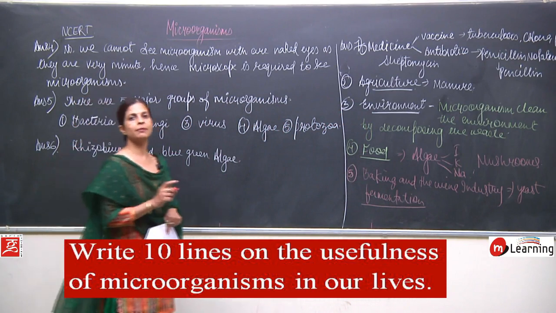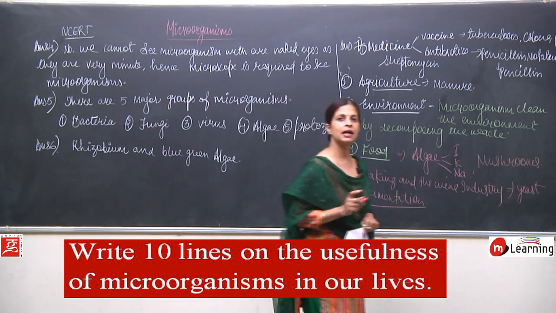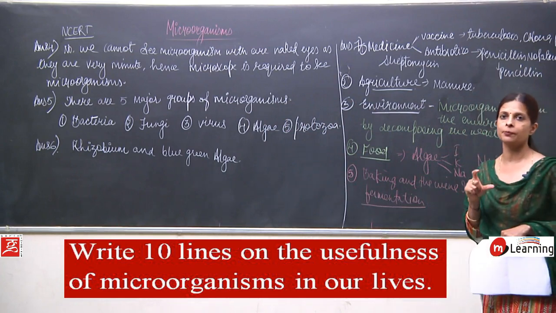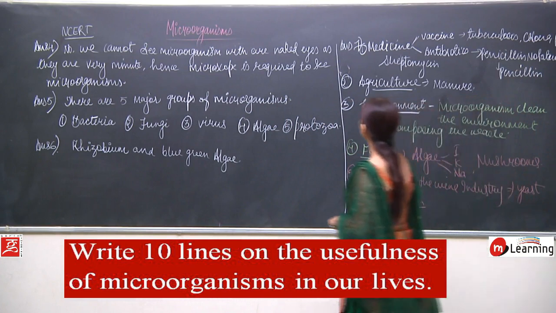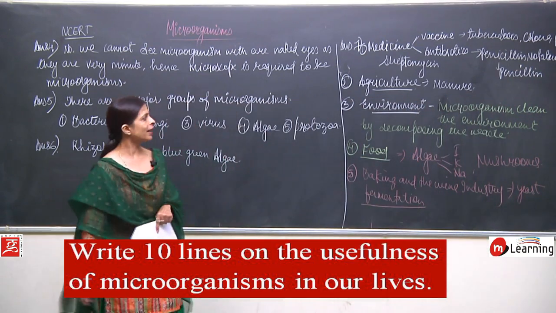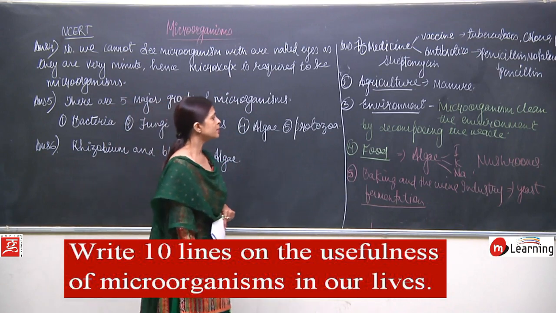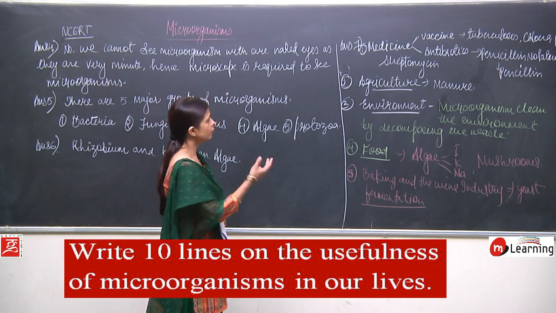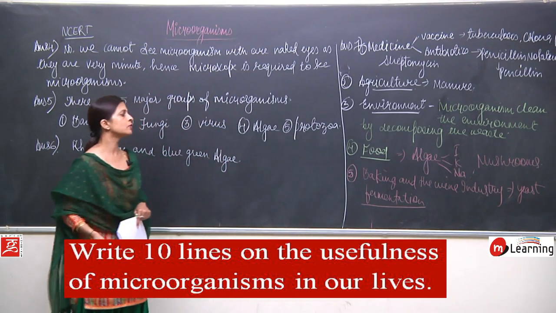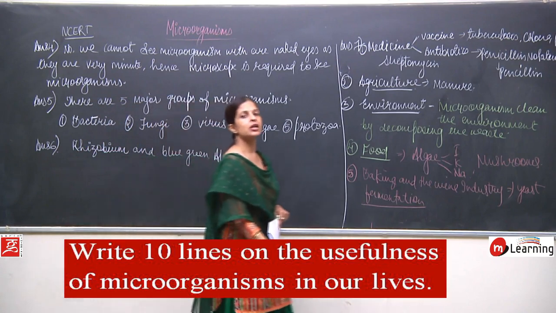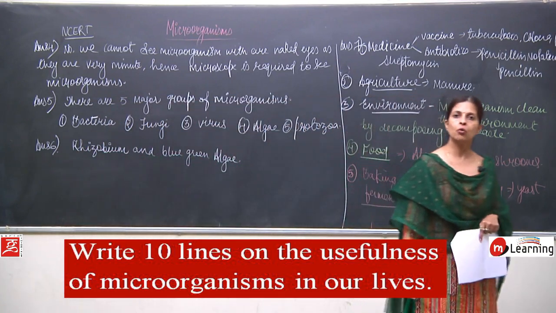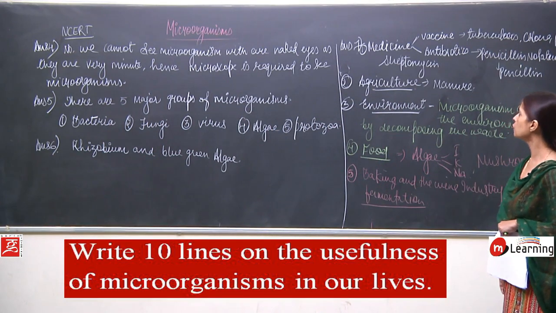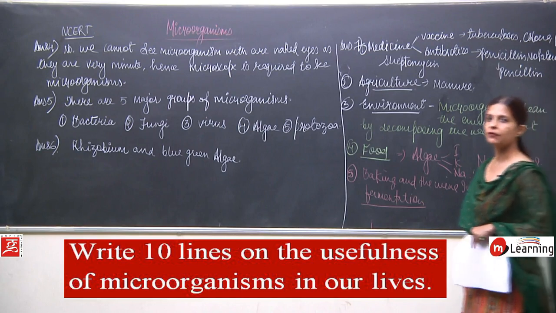It is also useful in the making of idlis, dosas, pizza, and any kind of food where the dough needs to be fermented. So these are the five major uses. When you write, these five sentences can easily be converted into 10 sentences, and you can write many more, because we have discussed the uses of microorganisms in quite some detail. So these are the major five useful things we get from microorganisms.